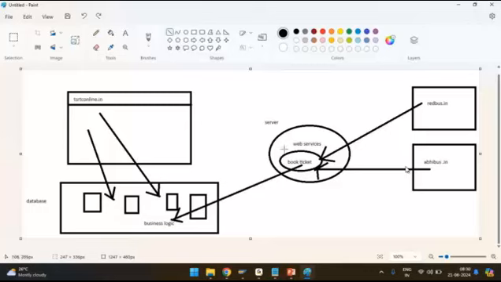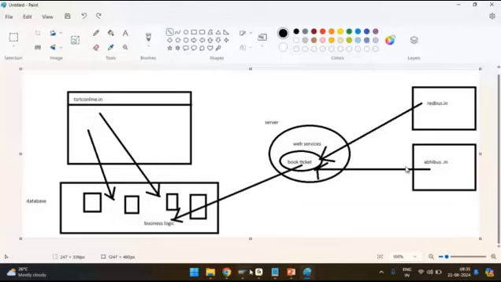But now, since the web service concept has come into the picture, we have multiple options. I can use redbus.in, I can use avibus.in, I can use maybe yatra.com, and so on, right?